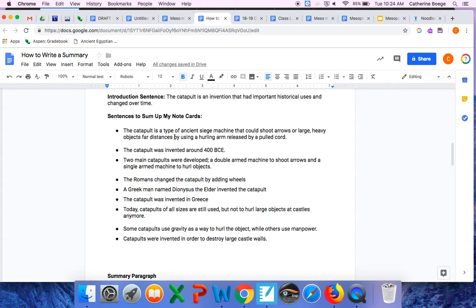The first sentence up here talks about what a catapult is. After I include that information, I might include more important information about catapults, such as what kinds of catapults existed, how they changed over time, how catapults were able to work, and why they were invented. This question here talks about how catapults might be used today. I would save this for my last sentence.